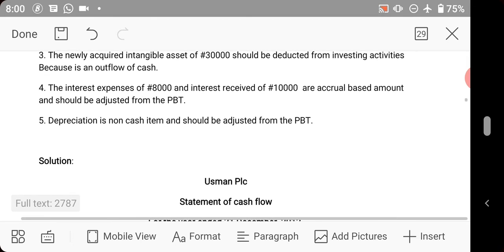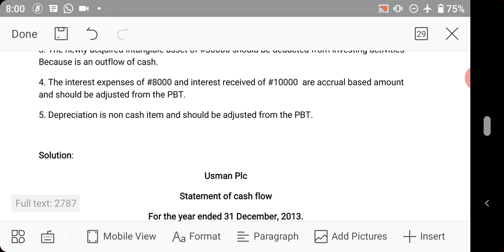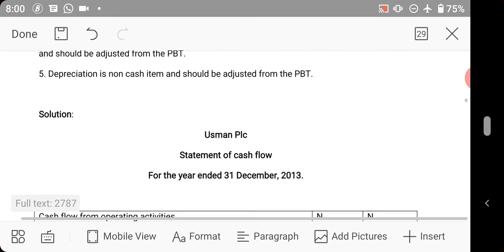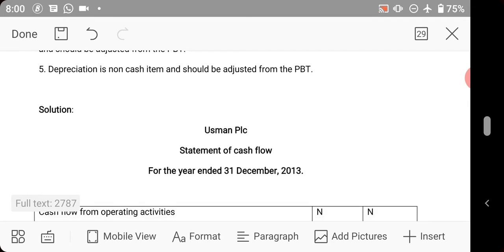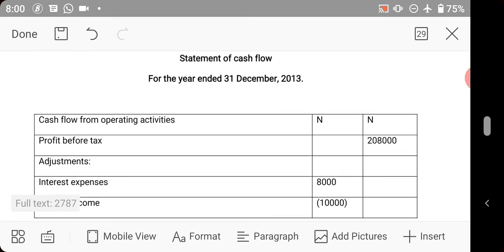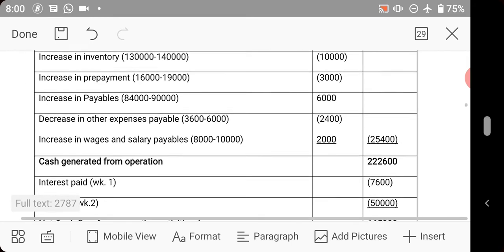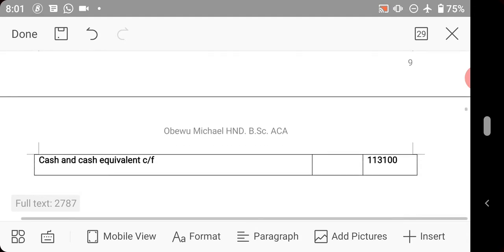The interest expenses of 8,000 and interest received of 10,000 are accrual-based amounts and should be adjusted from PBT. Depreciation is a non-cash item and should be adjusted from PBT. Now, solution. Before I present the solution, we'll first look at workings.